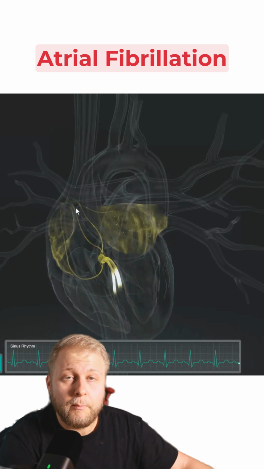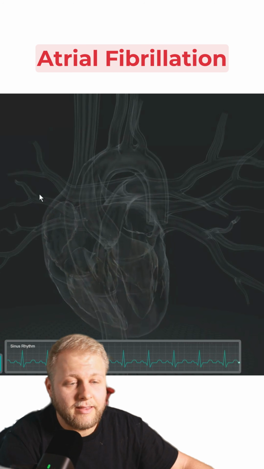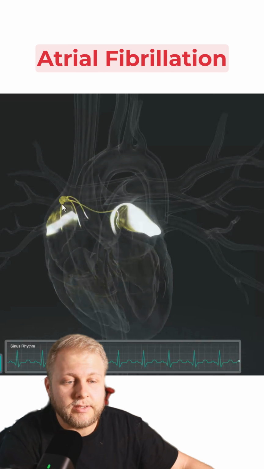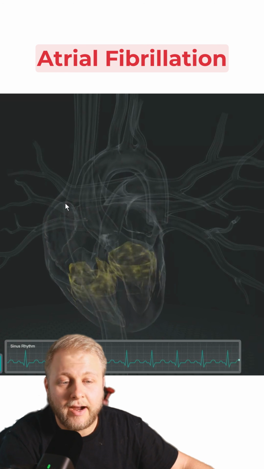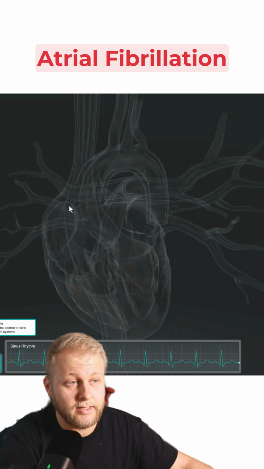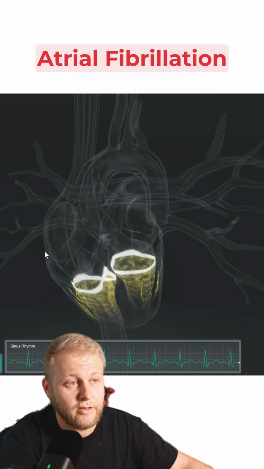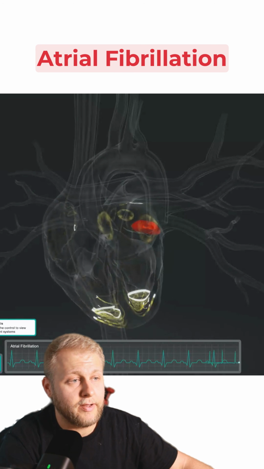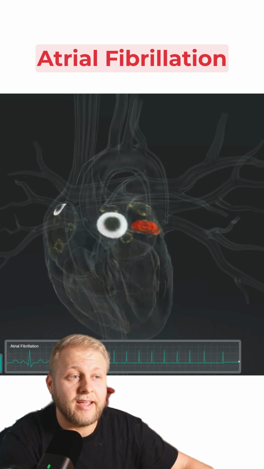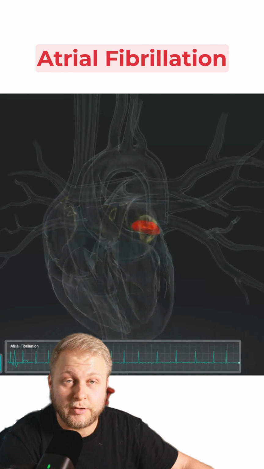Okay. But in atrial fibrillation, that SA node breaks down. So instead of one clean signal, the atria are firing in hundreds of different disorganized rhythms. And this is what it looks like. Okay. So look up here, you see the SA node. Now look at AFib. This is what's physically going on in your heart instead of the SA node doing what it's supposed to be doing.